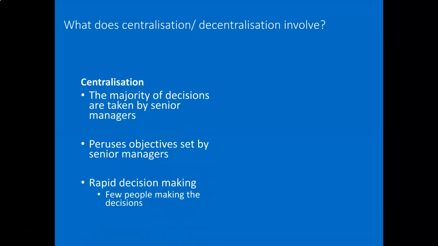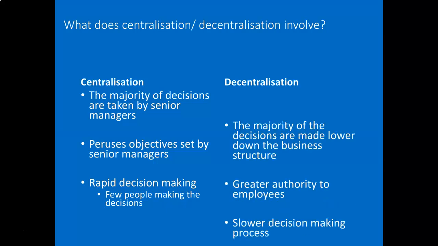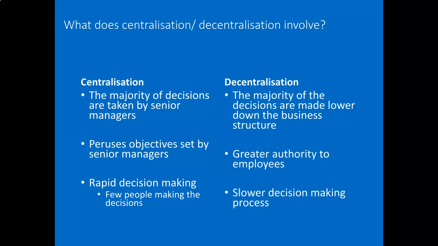Okay, let's go into the next slide. What does centralization and decentralization involve? Centralization. The majority of decisions are taken by senior managers, using objectives set by senior managers, rapid decision making, few people are making the decisions. Now into the decentralization. The majority of the decisions are made lower down the business structure, greater authority to employees and slower decision making process.